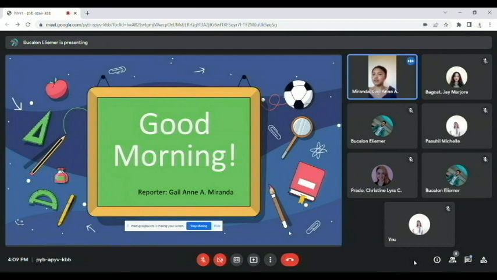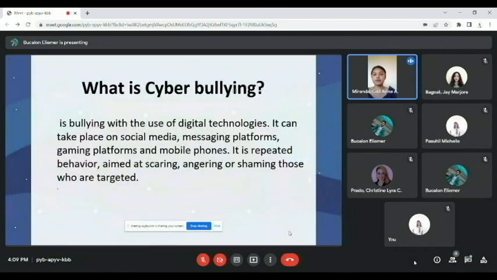Cyberbullies may disclose victims' personal data on websites or forums, called doxing, or may use impersonation and create fake accounts, comments, or sites for the purpose of publishing material in their names. Specifically, bullying uses digital technologies that can take place on social media, messaging platforms, gaming platforms, and mobile phones, and it is repeated behavior aimed at scaring, angering, or shaming those who are targeted.